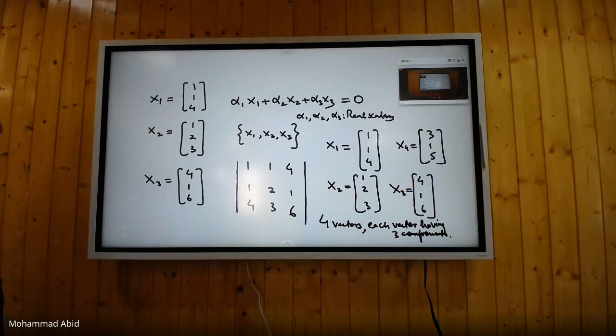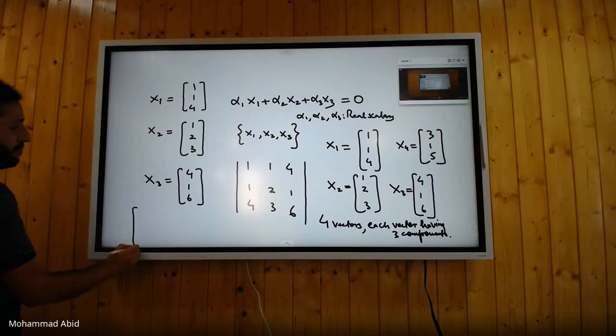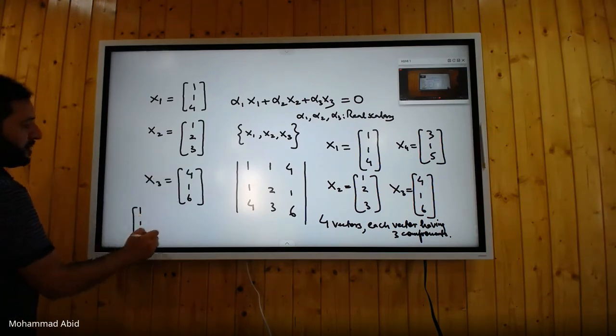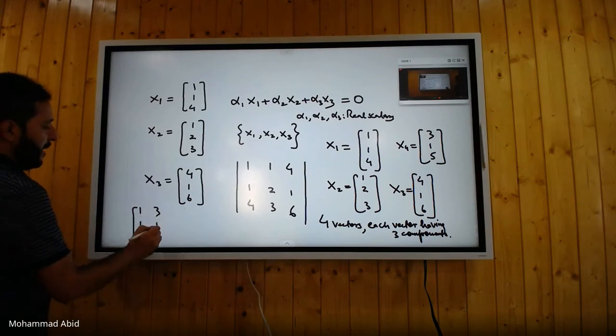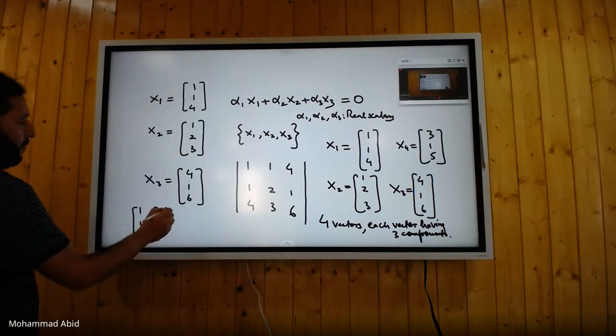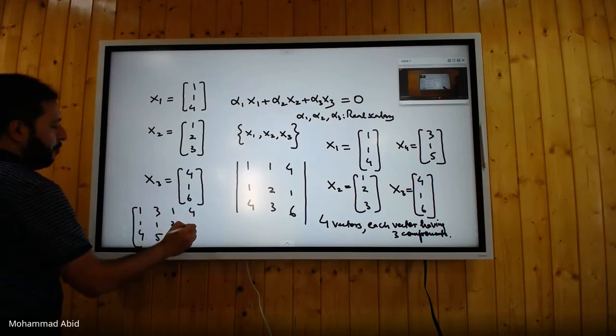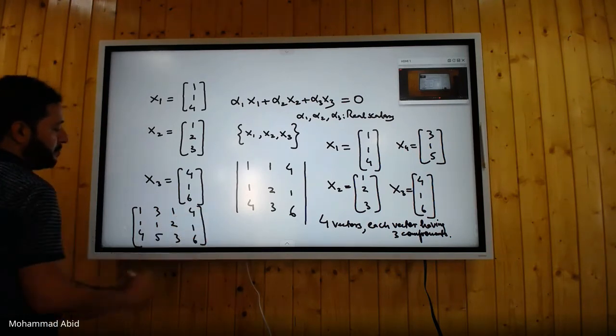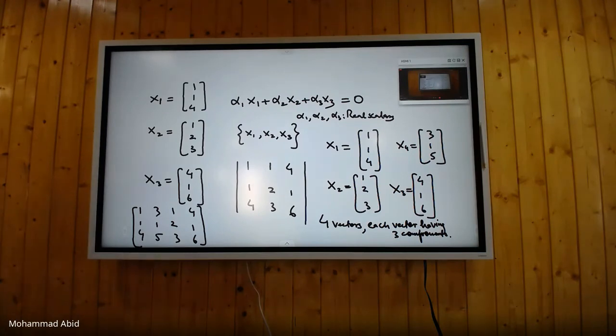What can be the maximum rank of that matrix? If I make a matrix like this, 1, 1, 4, जैसे मैंने यहाँ पे बनाया था, 3, 1, 5, 1, 2, 3, 4, 1, 6, है ना? तो इसकी मैक्सिमम रैंक क्या हो सकती है? 3 हो सकती है सर. Maximum rank of this matrix can be 3, isn't it? Because at the most there can be 3 independent directions specified by these vectors. Are you getting me?